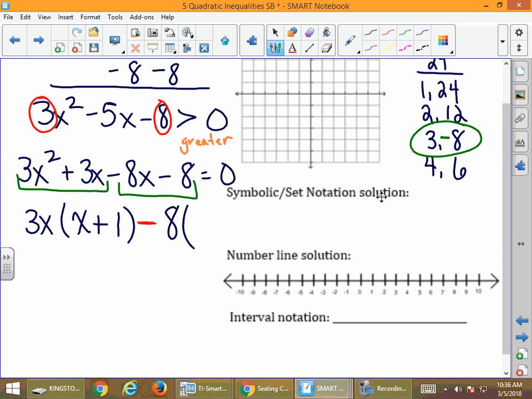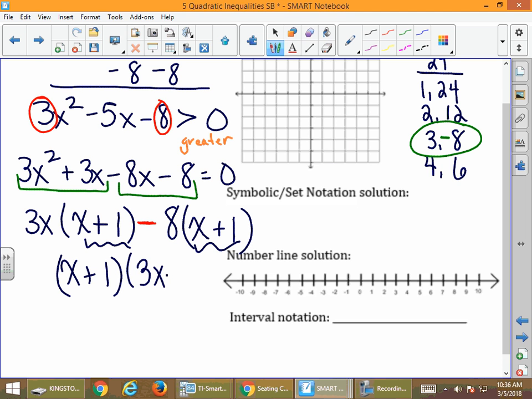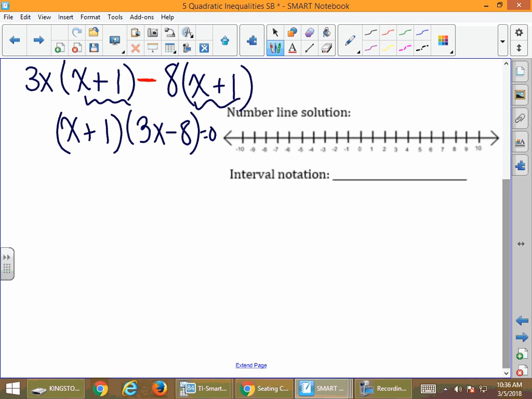But over here, when we factor out that 8, which is our greatest common factor, it's negative 8x divided by negative 8, which is x. Negative 8 divided by negative 8, which is 1. And now what we have is an x plus 1 that's in common in both groups. And then we have our 3x minus 8. And we're still trying to find the roots. That's what happens when we're factoring.